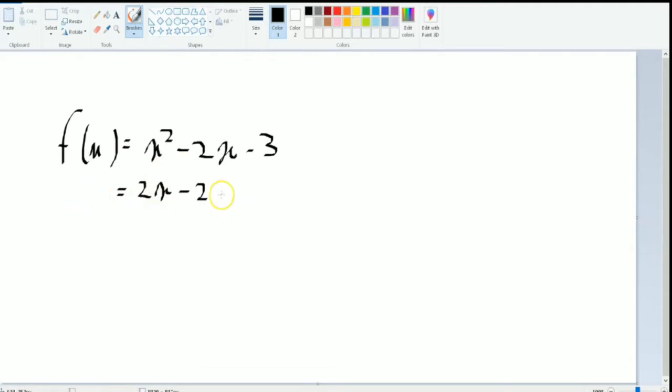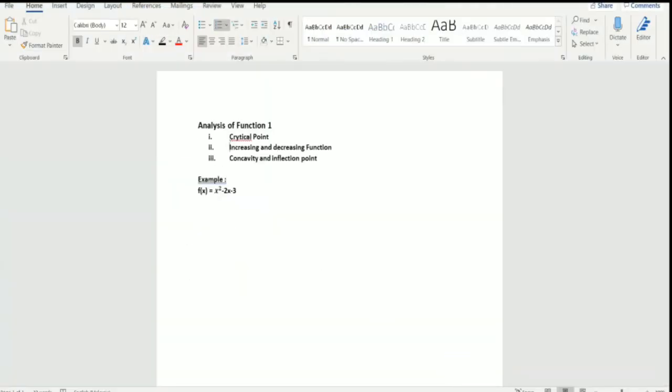Okay, and then we make it equal to 0. Then we move negative 2 to the other side, and we get 2x equals 2. And then we move this number 2 over here, so it becomes, let x become single, x equals 2 over 2 equals 1. So 1 is the critical point for x squared minus 2x minus 3. Critical point, CP. Okay, next is to find the increasing and decreasing function.